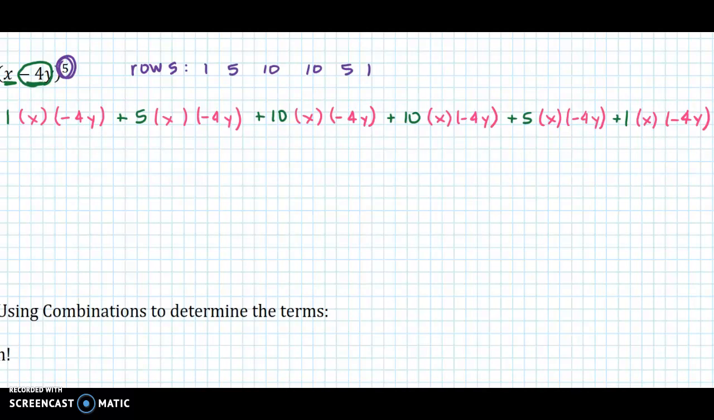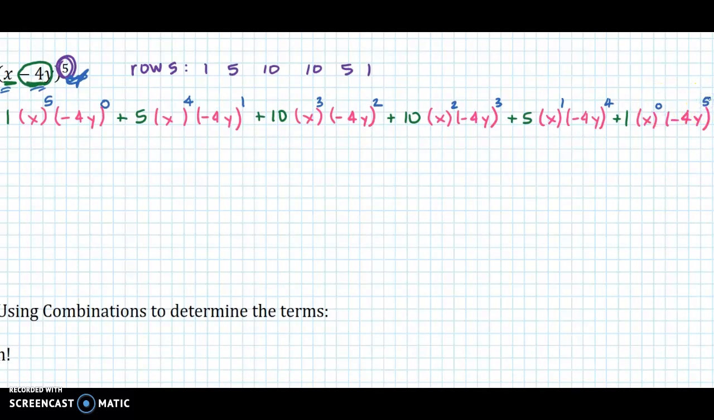So now let's start assigning our powers, remembering that 5 is the sum of both the first term's powers and the second term's powers. The x and the negative 4y. So it starts off with 5 and 0, then we decrease. So 4 and 1, then 3 and 2, then 2 and 3, and 1 and 4, then 0 and 5.